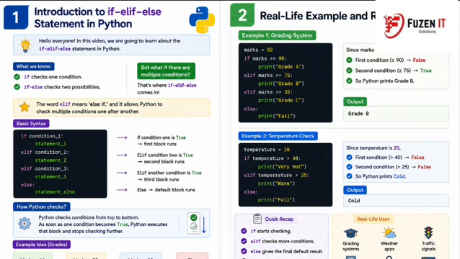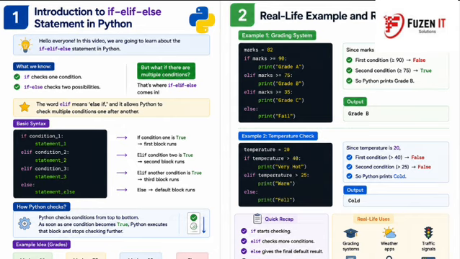We already know if is used for one condition, if else is used for two conditions, but what if there are multiple conditions? That's where elif comes in. The word elif means else if, and it allows Python to check multiple conditions one after another.